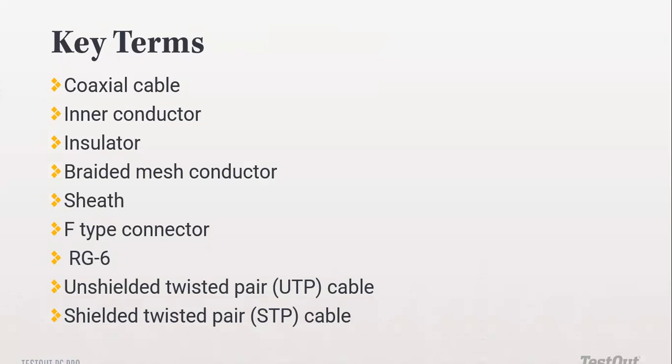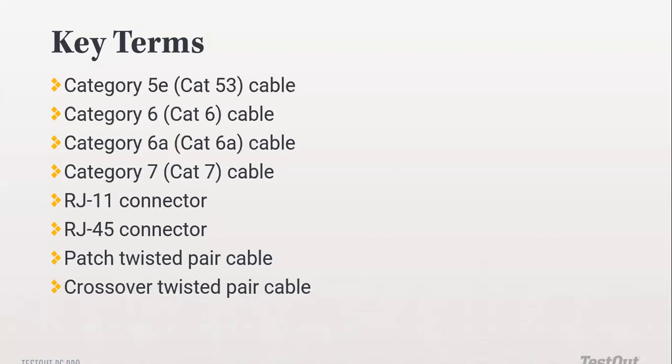The key terms we're going to be talking about within this submodule are coaxial cable, inner conductor, insulator, braided mesh conductor, F-type connector, RG6, unshielded twisted pair or UTP. I think you have seen UTP a lot. Then unshielded twisted pair cable, shielded twisted pair cable, and other technologies. You remember someone talked about the connector that we find on Ethernet cables. You see RJ45 here. This is it. Not to worry, we are going to go into that a little bit further.